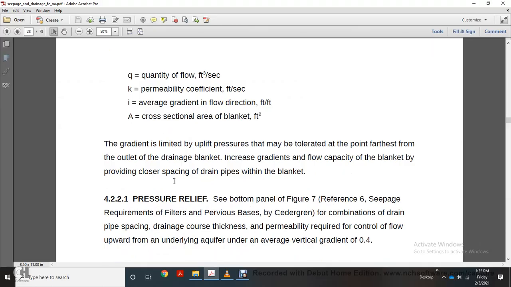The gradient is lifting up pressure that must be tiled over the point farthest from the outlet of the drainage blanket, with the increase of the gradient of the flow capacity of the blanket, proving the closure space of the drainage pipes within the blanket.